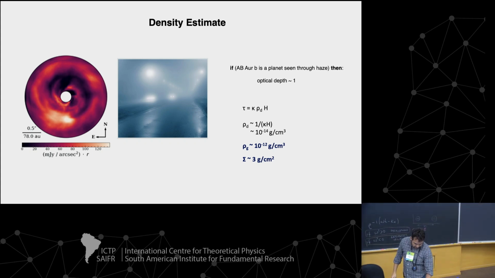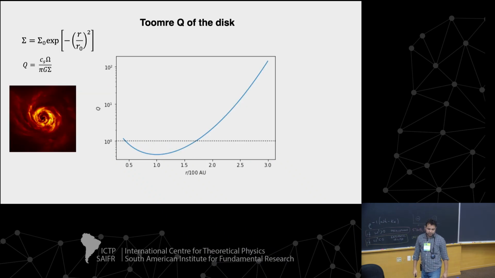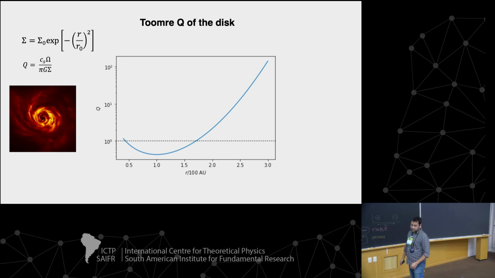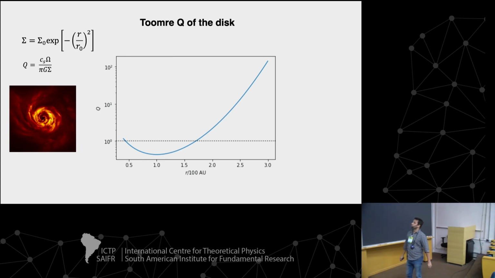And why am I bothering you with these numbers? Because we talked about the Toomre Q value. If you have a measurement of the column density and you know the temperature in the disk, you can measure what the Q value is. You fit that into a disk model, and this is what you find here for AB Auriga.